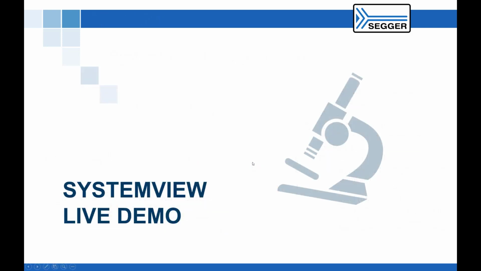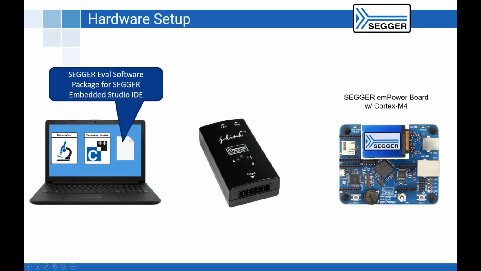So let's move on to the live demo. The hardware setup that I have on my desk here: I have my PC on which I have Embedded Studio, which is our IDE, and of course I have SystemView installed. And I downloaded the SEGGER eval software package for SEGGER Embedded Studio for my target board, which in this case is our mPower board with Cortex M4, but I'm just using this as an example.